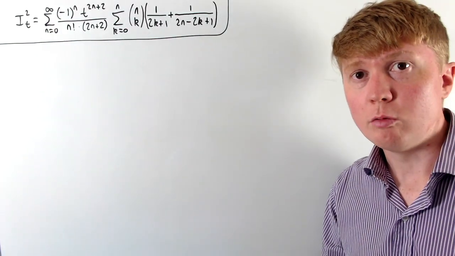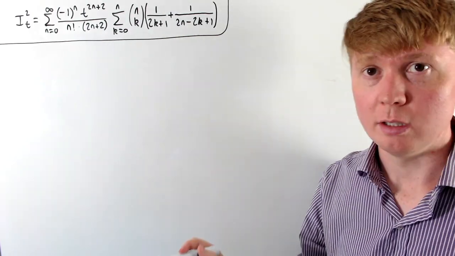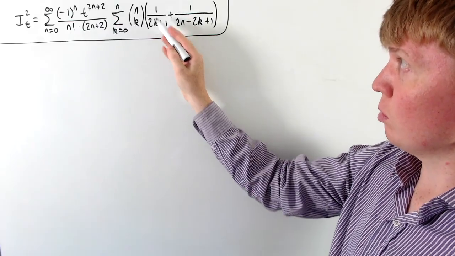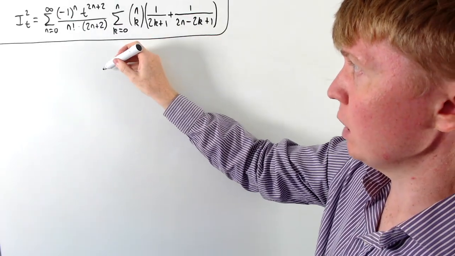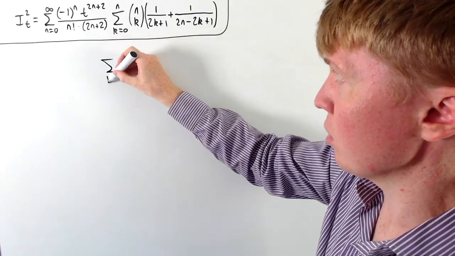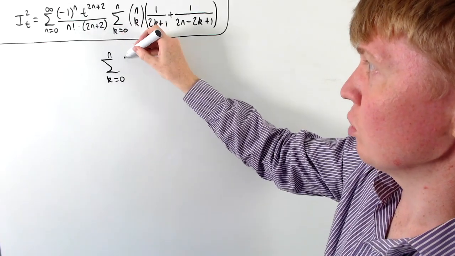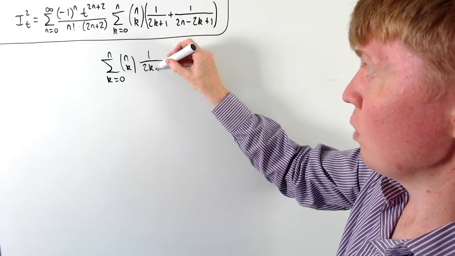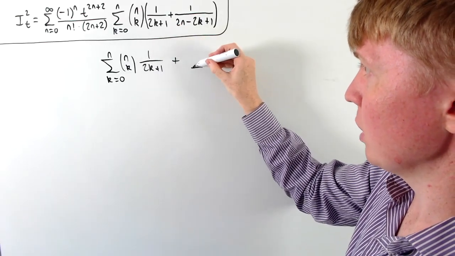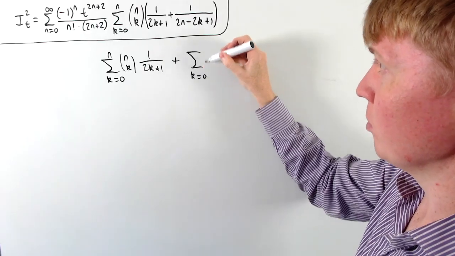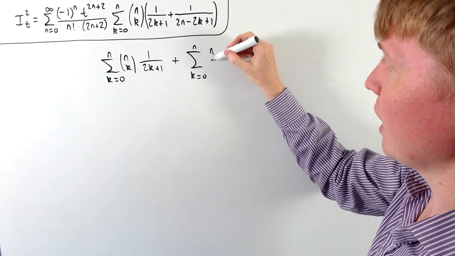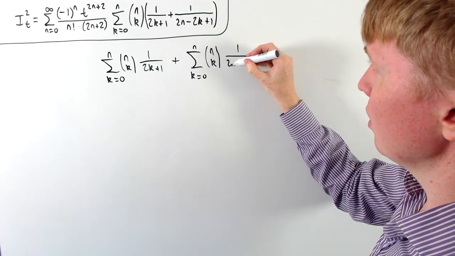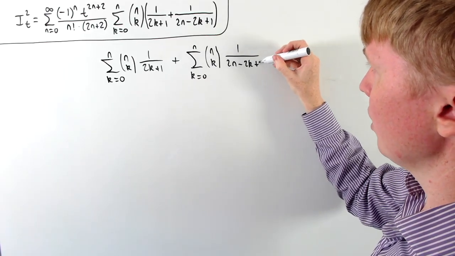And now we'll focus on rewriting this inner sum in a slightly different way that will simplify even further. So we can take this sum, you see we've got the sum of these two fractions, we'll write it as two separate sums. So we've got the sum from k equals 0 to n of n choose k times 1 over 2k plus 1, and then we'll think of this as being a separate sum, the sum from k equals 0 to n of n choose k times this different fraction 1 over 2n minus 2k plus 1.